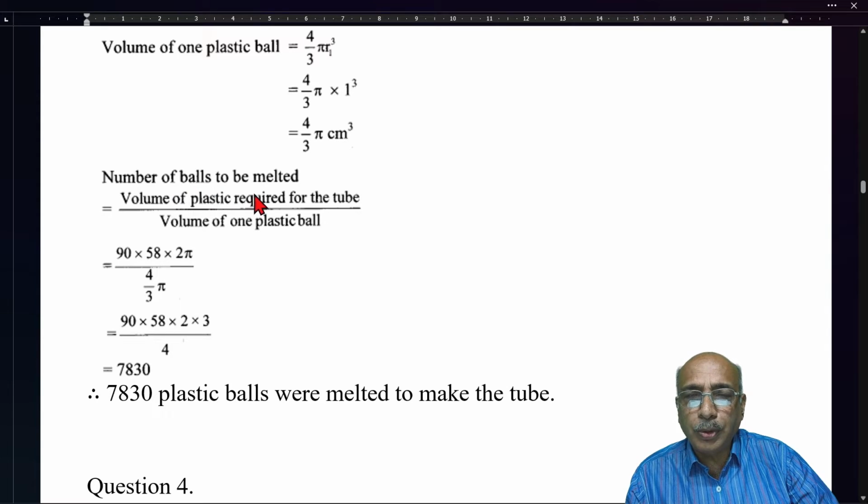Number of balls to be melted equals the volume of the plastic required for the tube upon the volume of one plastic ball, that is 90 into 58 into 2 pi from above and 4 by 3 pi from here. Simplify it, you will get 7,830 plastic balls were melted to make the tube.